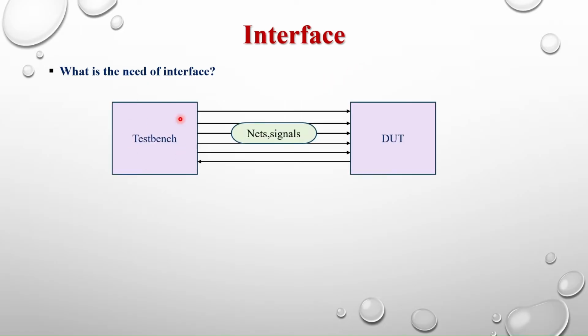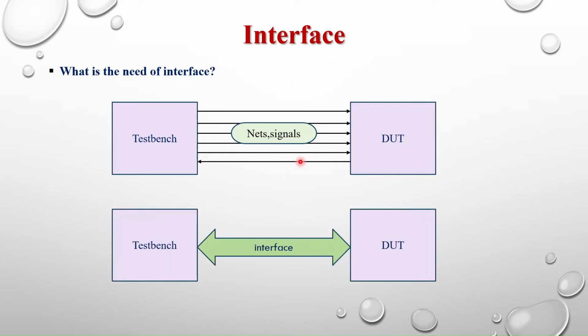So if you see here, this side I have a test bench and this side I have a DUT. The test bench and DUT are connected with multiple nets and signals. So this is in Verilog. If you want to connect between test bench and DUT, you have to manually declare all the nets and signals. But when we use the SystemVerilog interface, it encapsulates all these nets and signals, and we can use the interface as a single port.